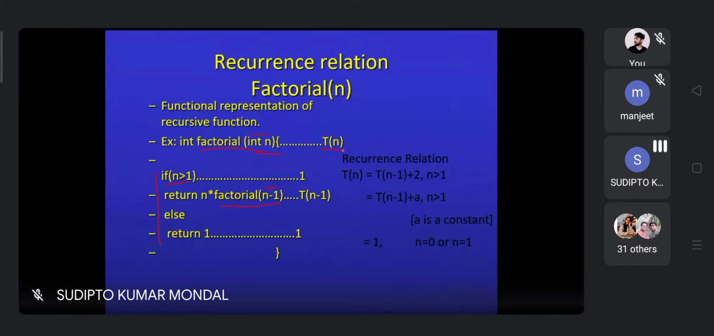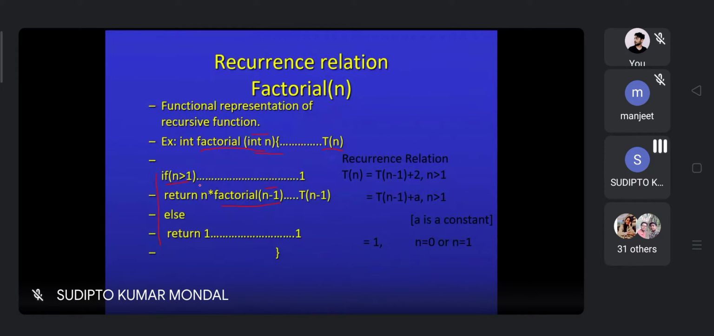The function will represent how many times I will call this factorial function. That is T of n. How many times I will execute this factorial function, I don't know exactly. That's why I am assuming one expression, T of n, that will represent it. Fine.